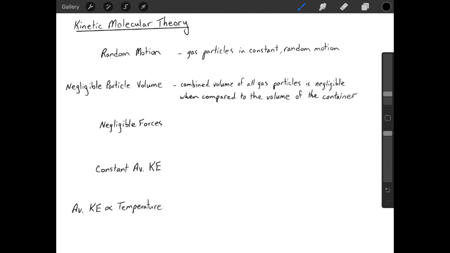The third assumption is that all attractive and repulsive forces between the particles are going to be negligible. The fourth assumption is that collisions between gas particles can occur, and kinetic energy can be transferred from one particle to another. But the average kinetic energy is always going to be constant at a constant temperature.